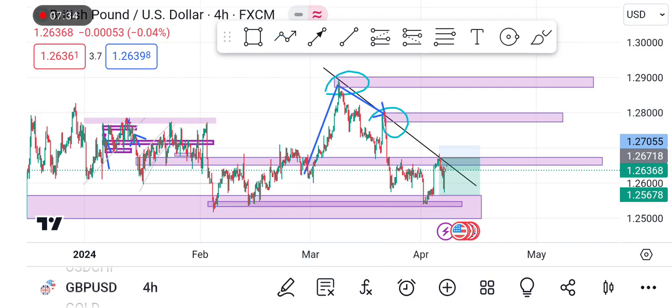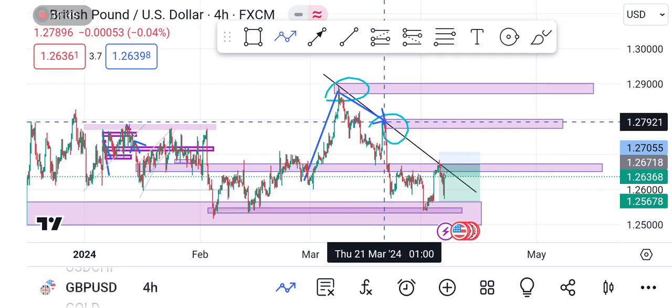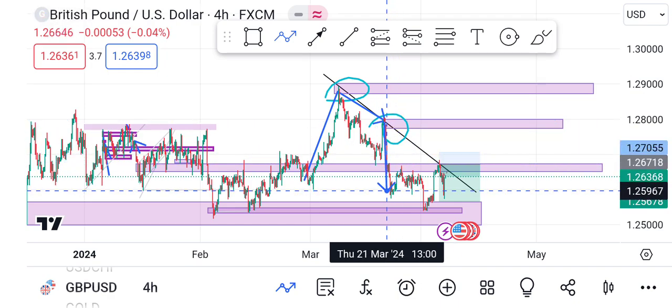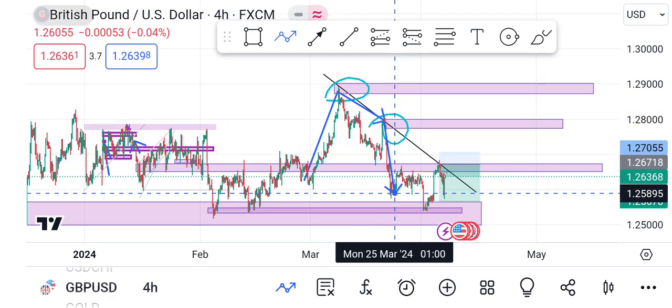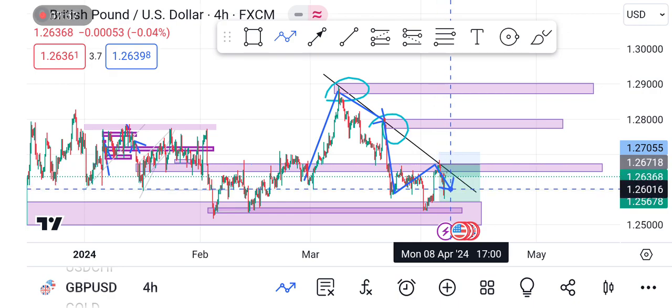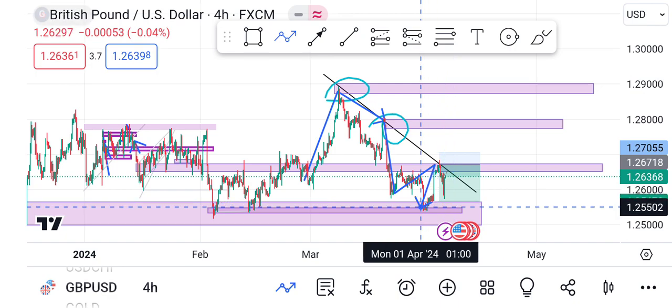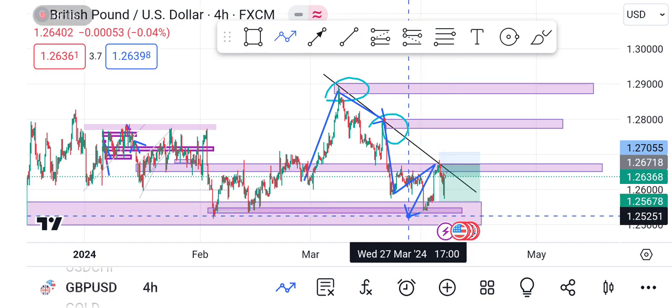Observe again, price actually tapped to that level, went down again, then tapped to this level. So what are they expecting? It fell back to this level. So I'm still expecting a sell on USDCHF.